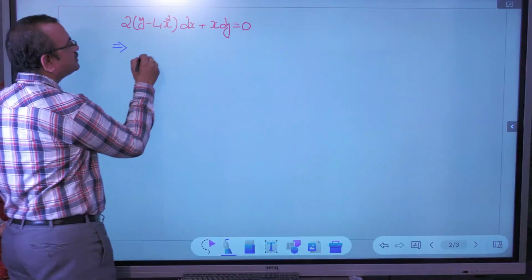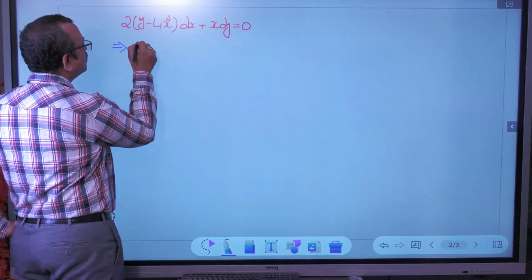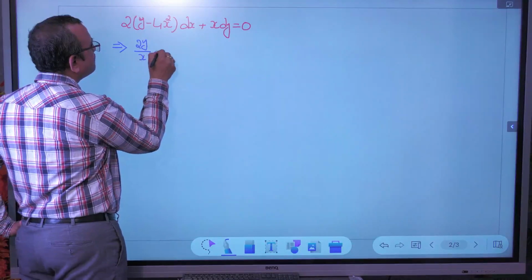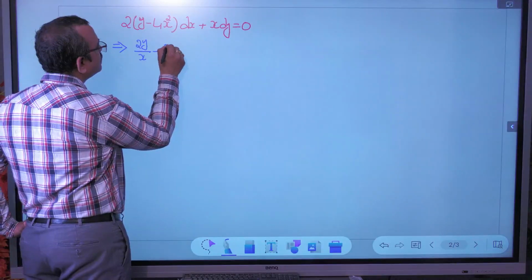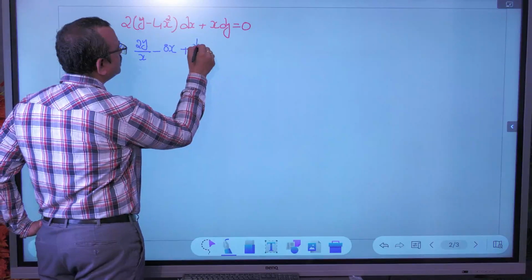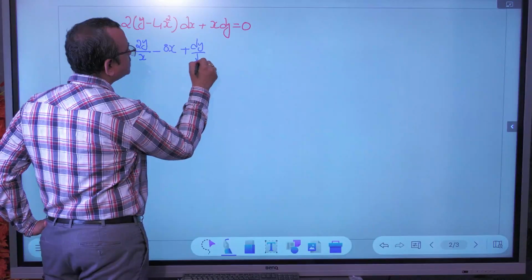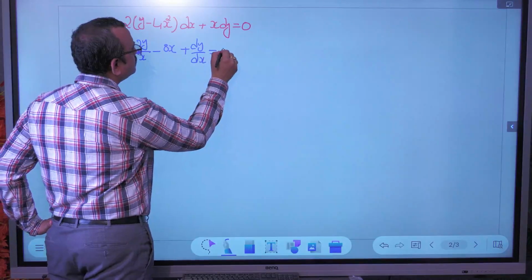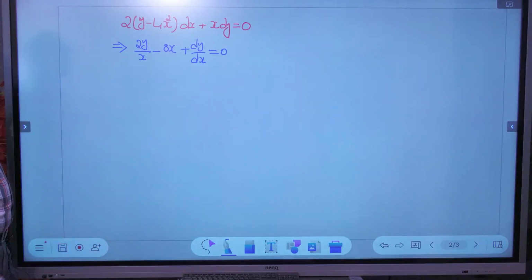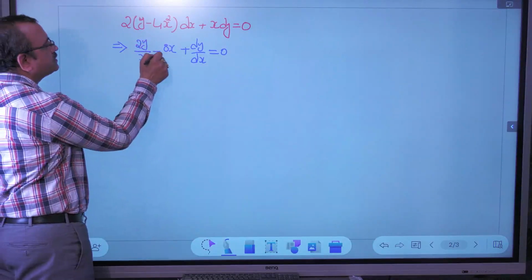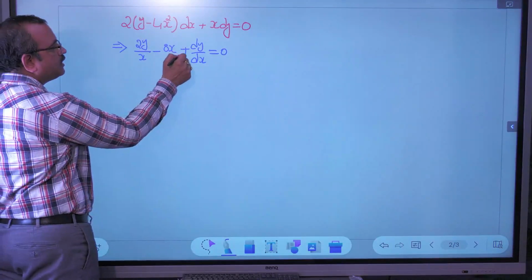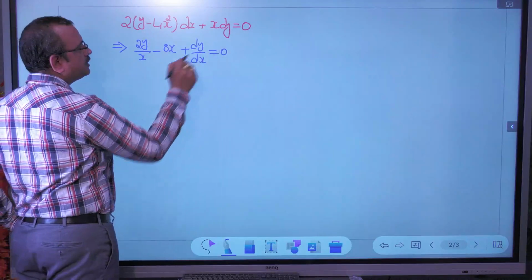Now we can write it as 2y − 8x² + x dy/dx = 0. Just by dividing on both sides with x we can write: 2y/x − 2 into 4 is 8, x²/x means 8x, plus dy/dx is equal to 0.